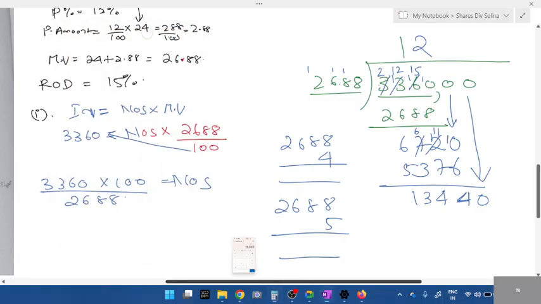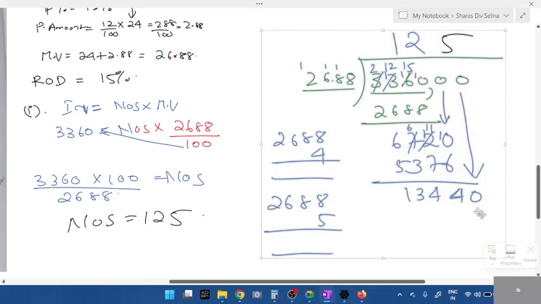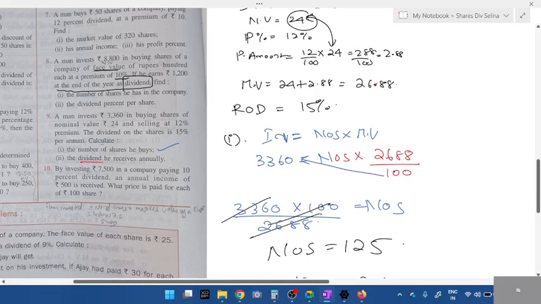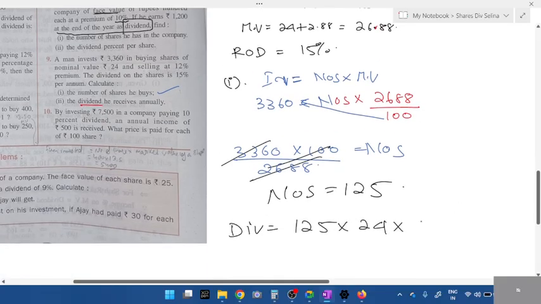Yes, into 5. So the answer is how much? No, number of shares. 125. You reduce everything, you get 125. After that, what is asked? Dividend. What is the dividend formula, students? Number of shares into nominal value, 24. What is the rate of dividend given? 15, divided by 100.